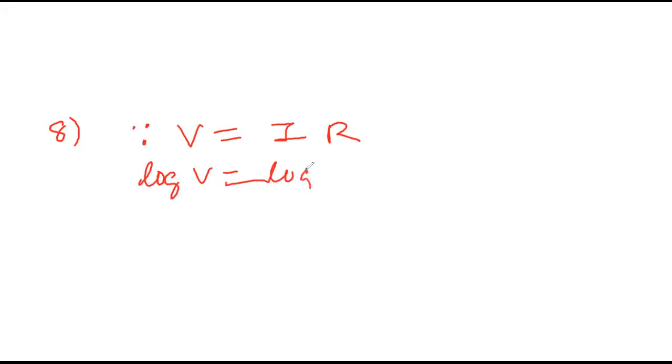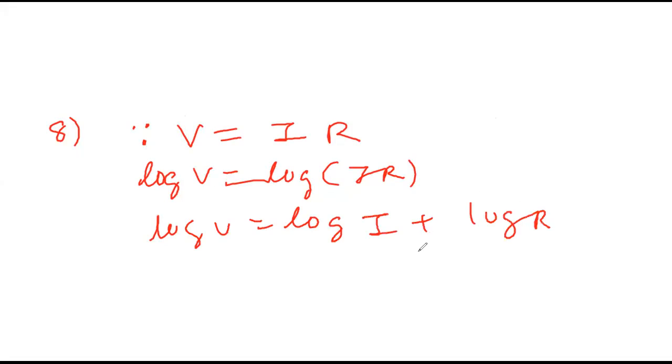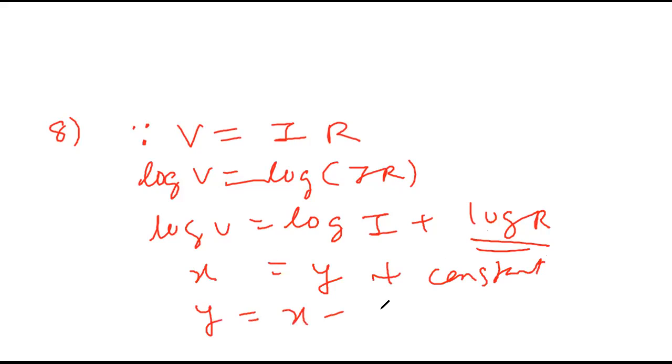Has log started in maths for you? What is log of AB? Log A plus log B. Very good. Who is Y in our case here? Log I or log V? Look at the diagram. Log I is Y, and this is X. And this is constant, because R is constant. Correct. So Y equals X minus constant.